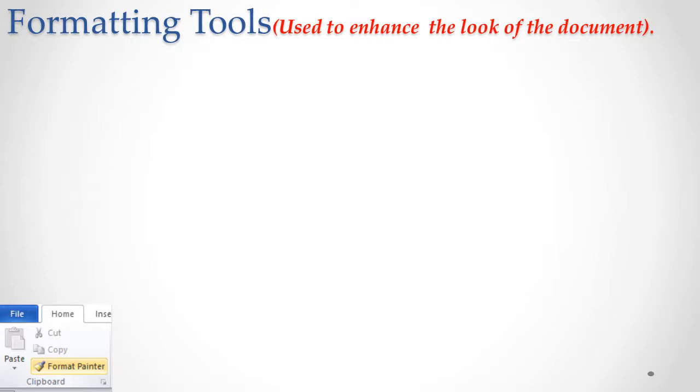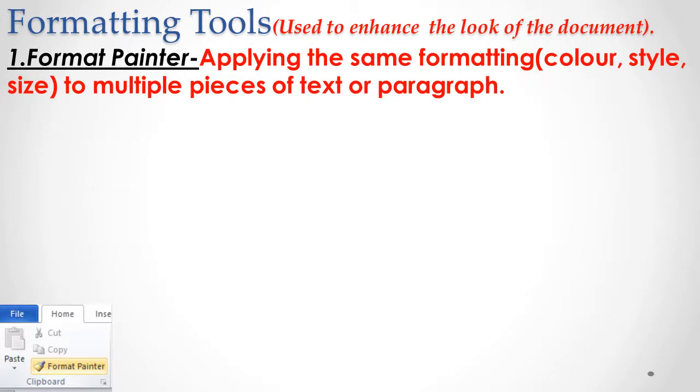First is formatting tool. First type of tool in MS Word is formatting tool, right? This formatting tool is used to enhance the look of a document. Enhance in the sense to increase the look of the document, we will use these formatting tools. In the formatting tool, first type of tool is format painter. What is this format painter? Applying the same formatting, meaning color, style and size, to multiple pieces of text or paragraph.